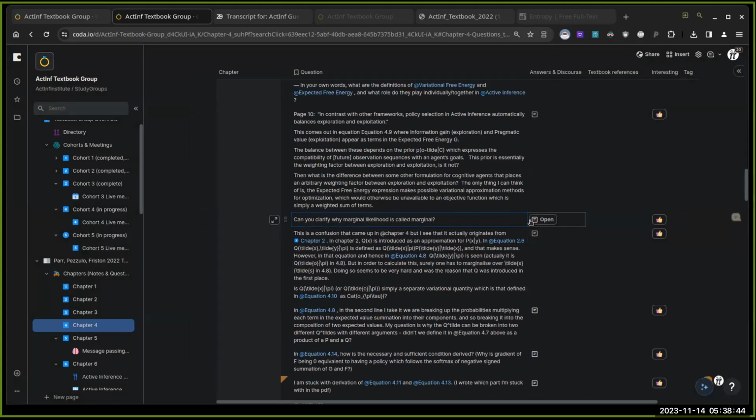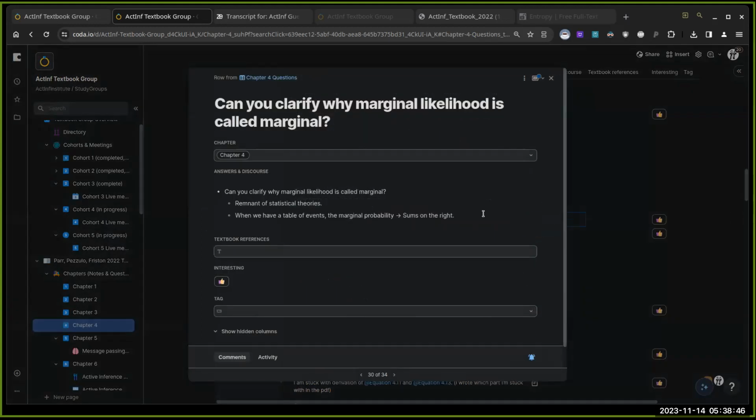Can you clarify why marginal likelihood is called marginal? Yes, great classical history of statistics. When you have a piece of graph paper and you have events on the rows and columns, and the probabilities of those joint events in the cells on the graph paper, then when you sum across the side onto the margin of the paper, it's called a marginal probability.